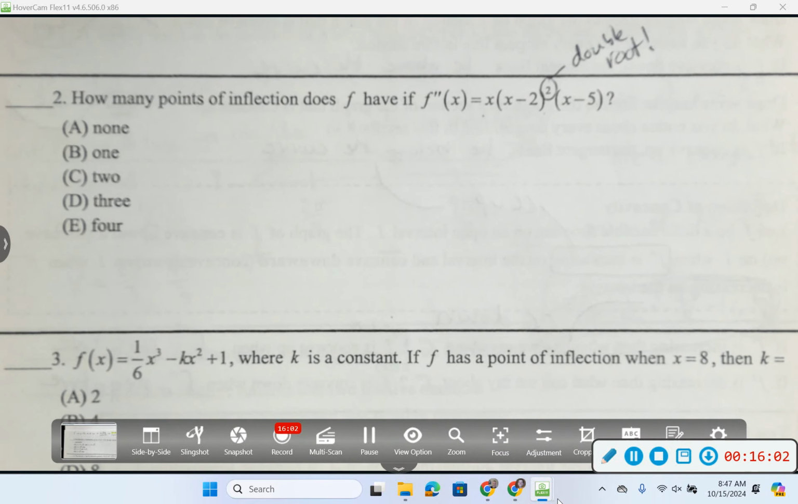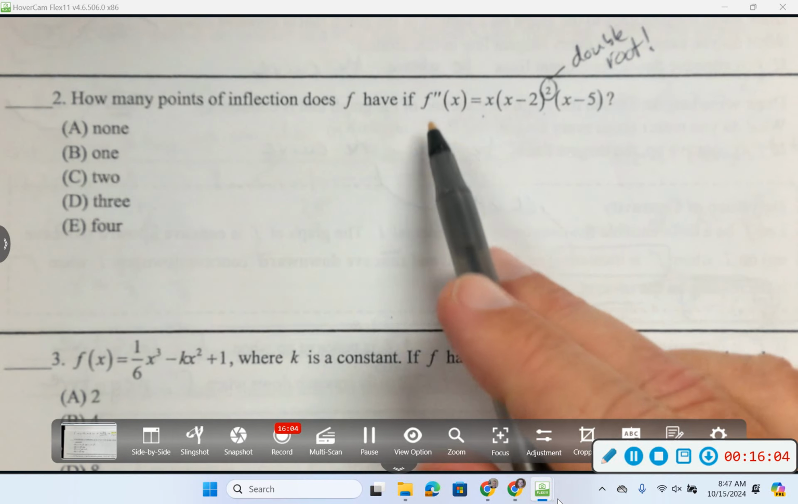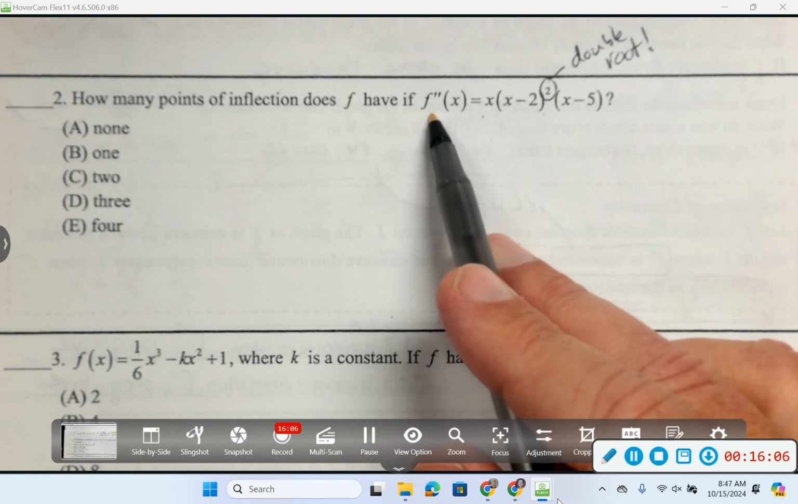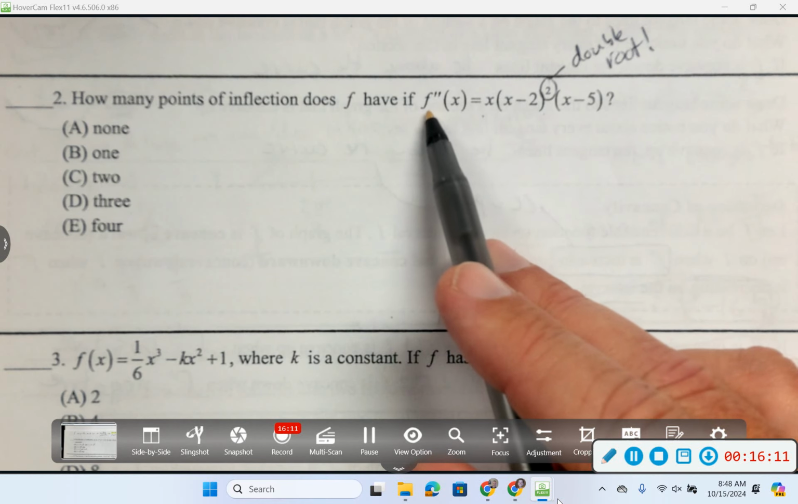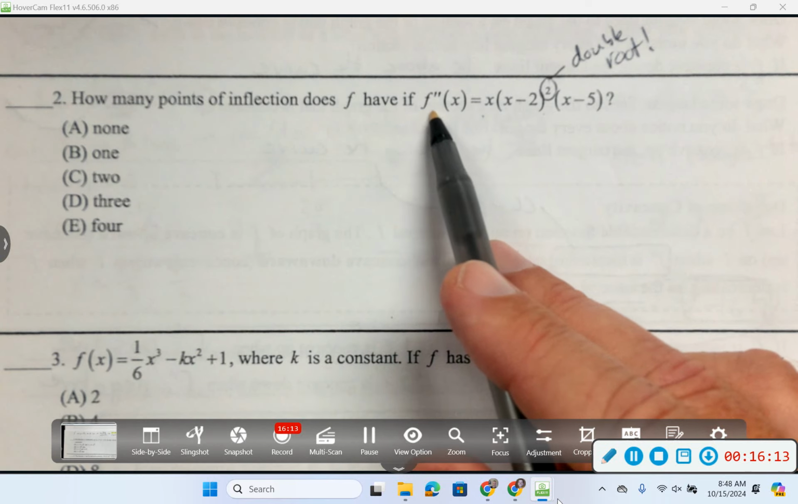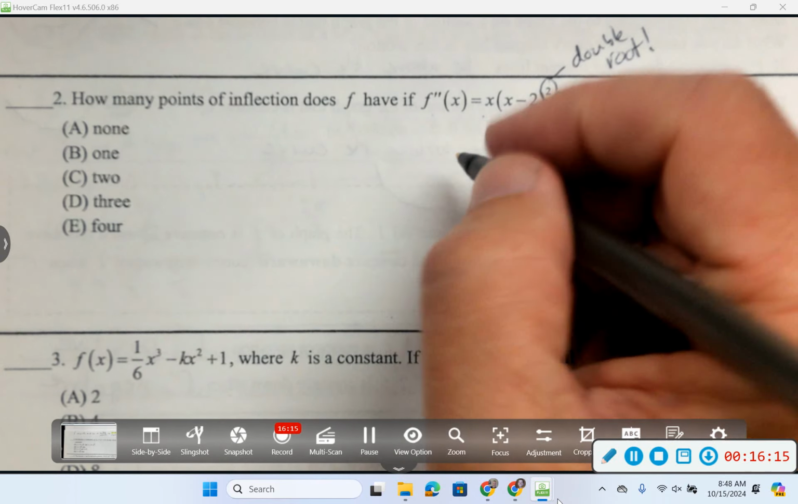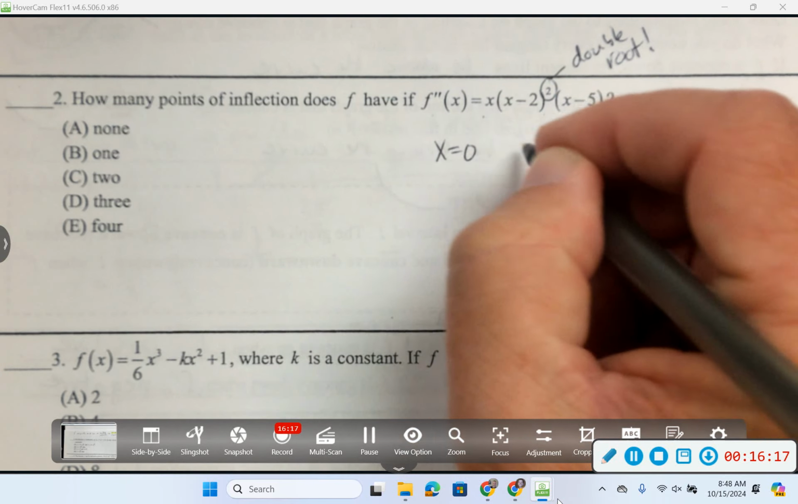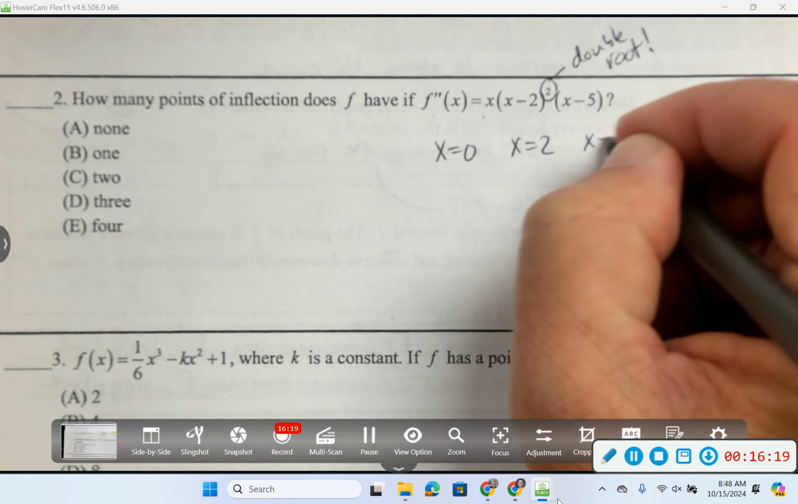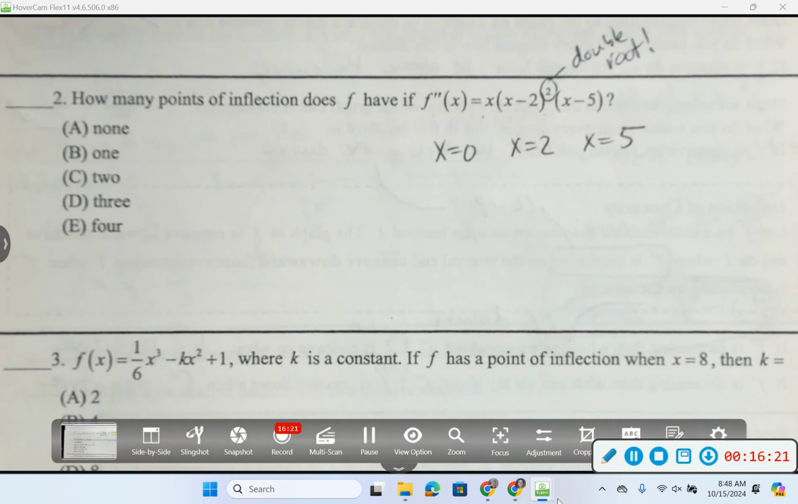What did they give us? They gave us the second derivative. It's like this is supposed to be an easier problem. We didn't have to take a derivative or a second derivative. Like they just told us, here's your second derivative. So if we set it equal to 0, we get 3 possible points of inflection. Now Bailey's going to let us shortcut this whole thing here.